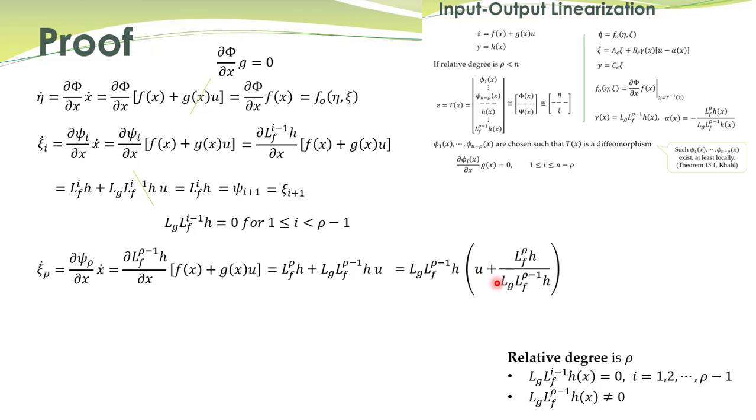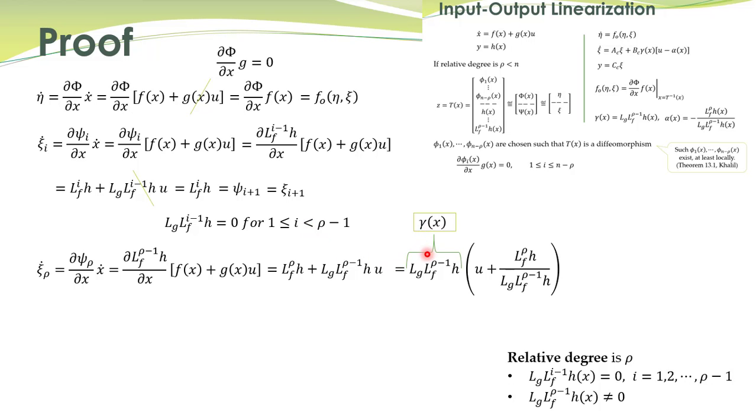So we have this equation, eta dot is equal to f naught of eta, zeta, and for i between 1 and rho minus 1, we have zeta i dot equal to zeta i plus 1, and for i equal to rho we have this situation. Here it should also be less than or equal to. The equality sign is missing here by mistake.